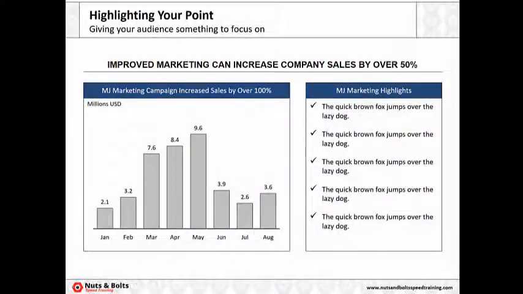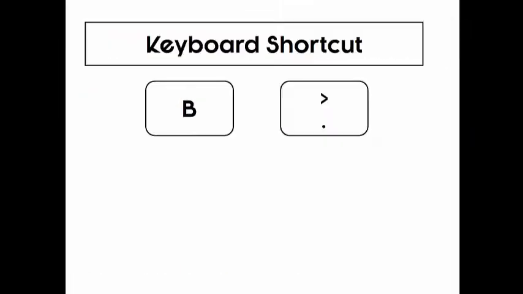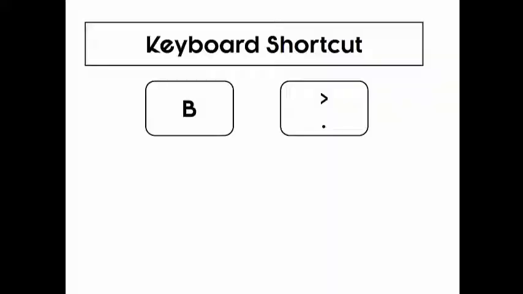So if I'm flipping through my slides and I want to take a break, the keyboard shortcut is to hit the B key or the period key on your keyboard. Hitting B or period will turn your screen black. Hitting it a second time will bring you right back to your presentation.